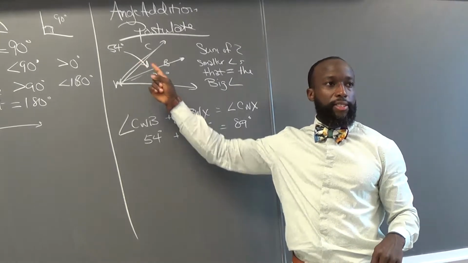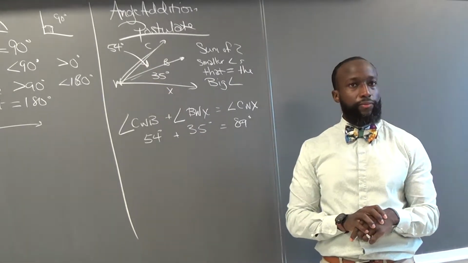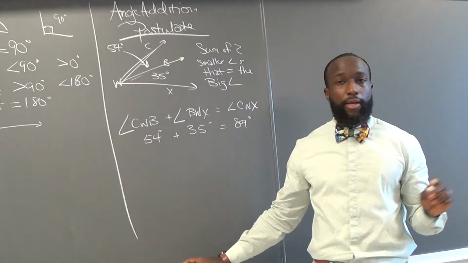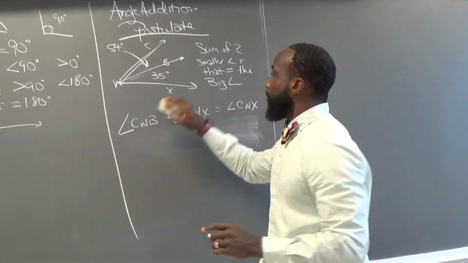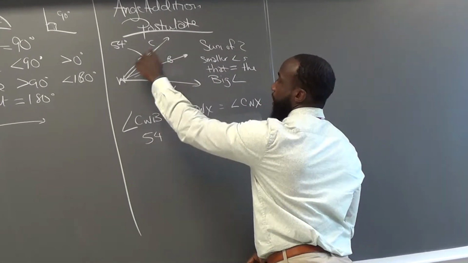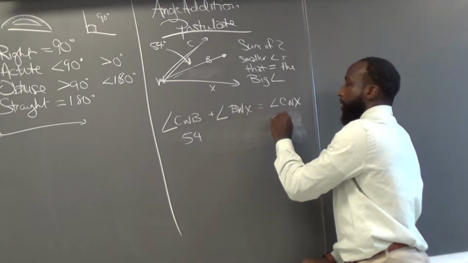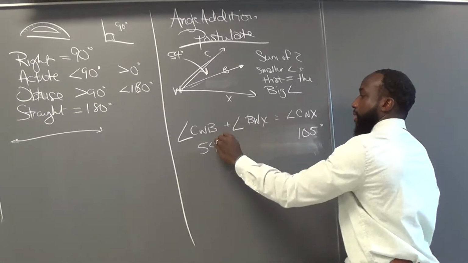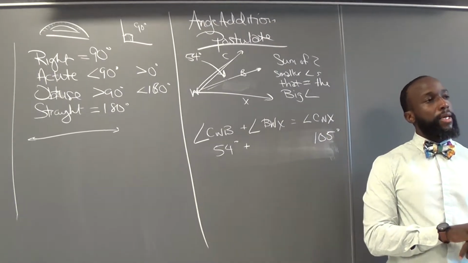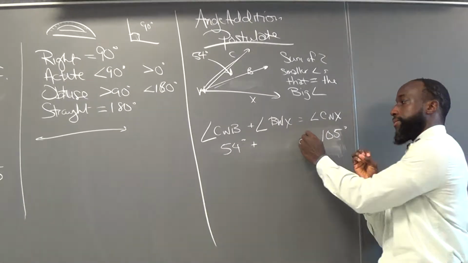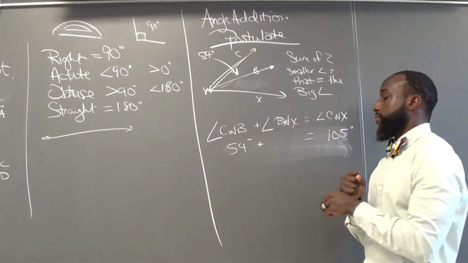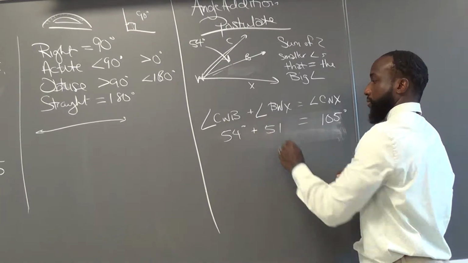You're adding to measure these angles. That's it. We good so far? Alright, what if they do this? If I say CBD is 54 degrees and I say the whole thing equals let's say 105 degrees, how would you find the other one? Yeah, you subtract 54 and you would get 51.